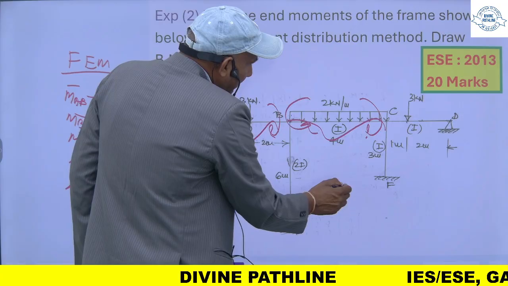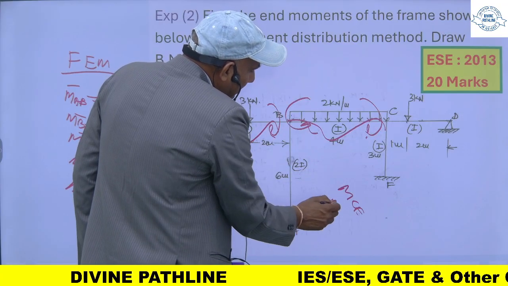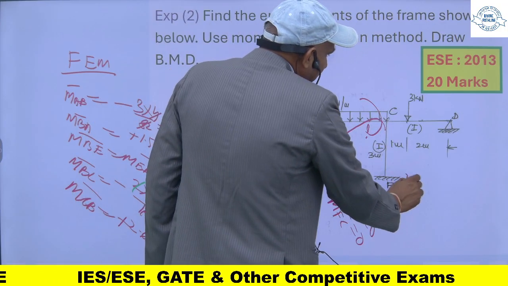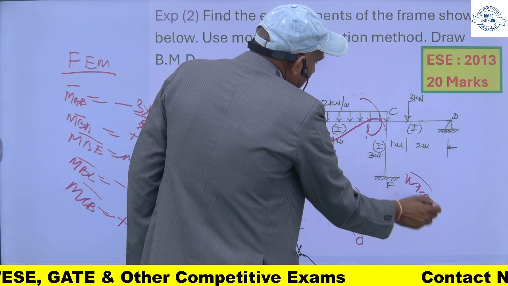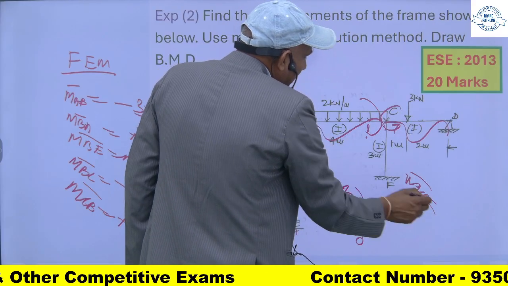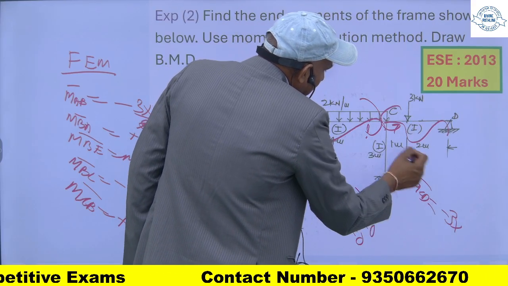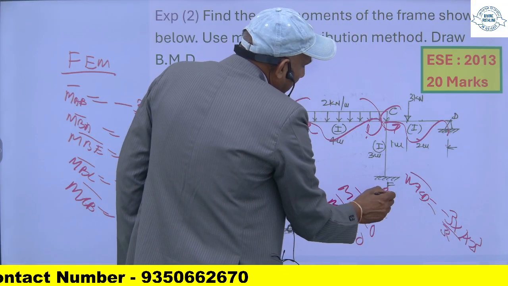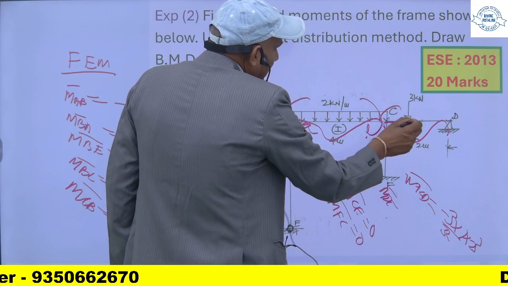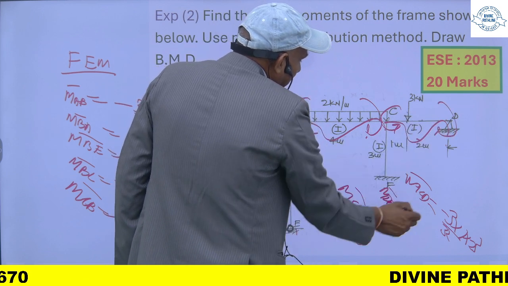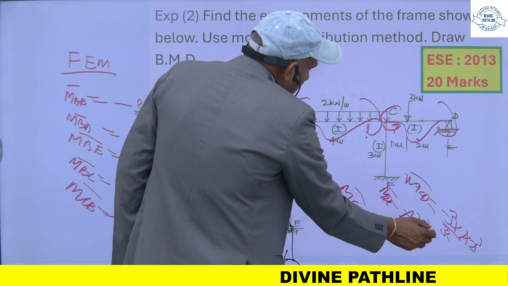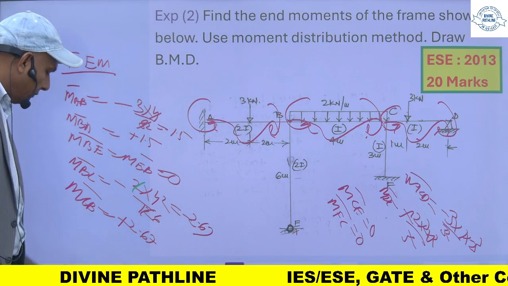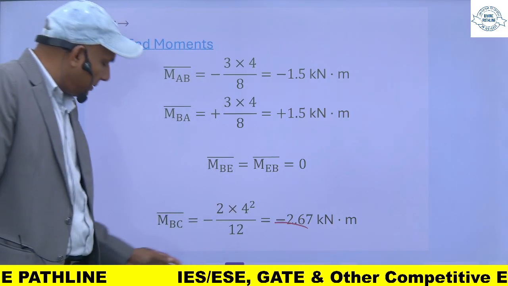For this member, MCF and MFC, these are 0. For this member, MCD, it will be anti-clockwise minus W into this distance into square of this upon L square. And for MDC, it will be positive 2 into 2 into 1 square upon L square. So you will get the fixed end moments. These are my fixed end moments.